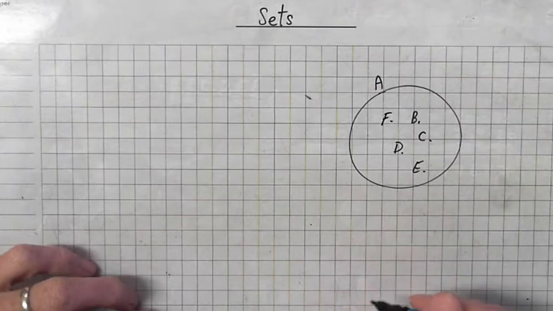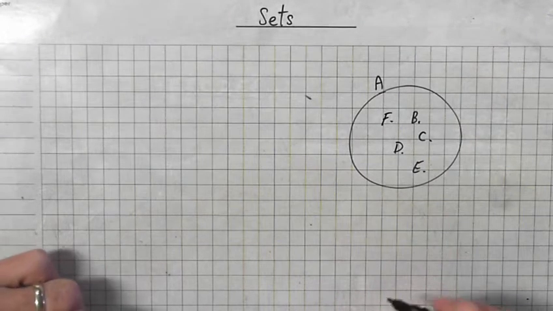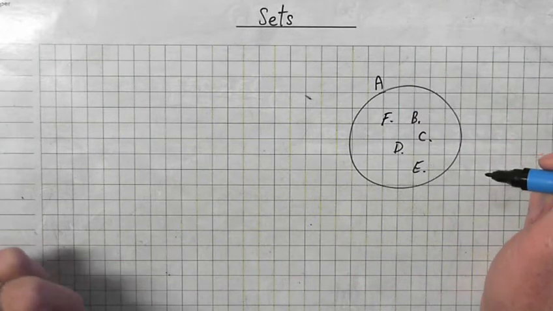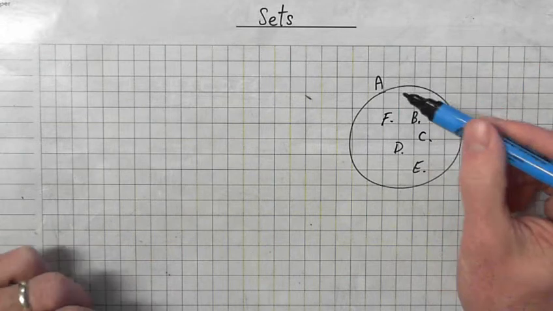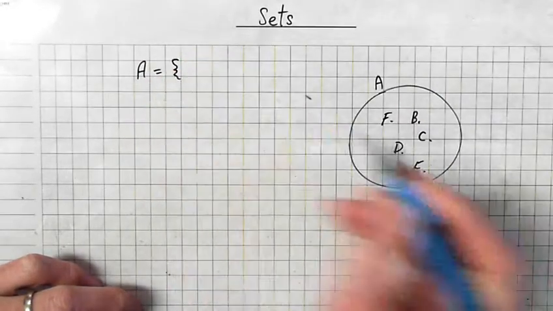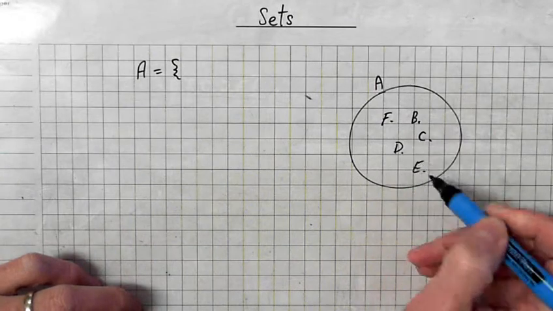Okay, start again. For your revision purposes, sets. Sets list elements that have something in common. So we'll list the elements in set A. The elements in set A are F, B, C, D, and E.